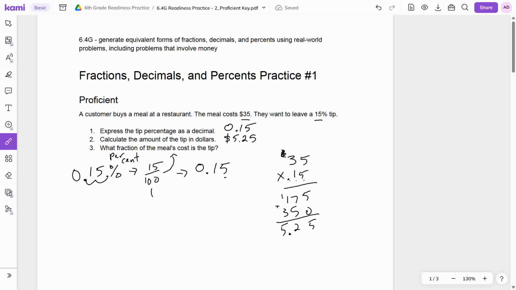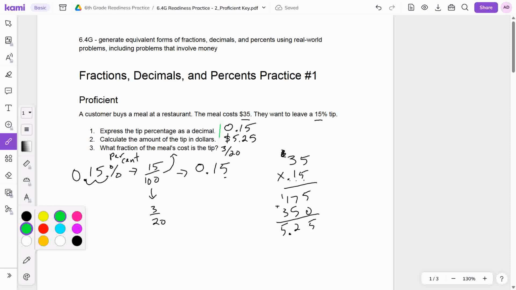Now, what we need to look at is that fraction. So we've already got a start on the fraction. It's 15 over 100, but we can simplify by dividing numerator and denominator by 5. So that's going to be 3 over 20. So we can put that right there, 3/20. All right, so those are my 3 answers. I will put a green box around them.